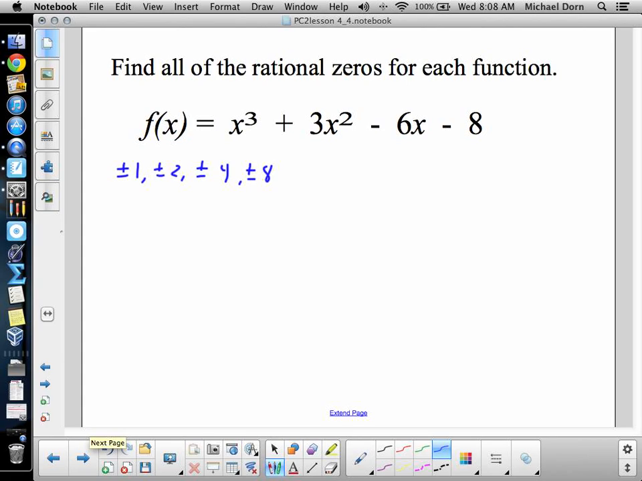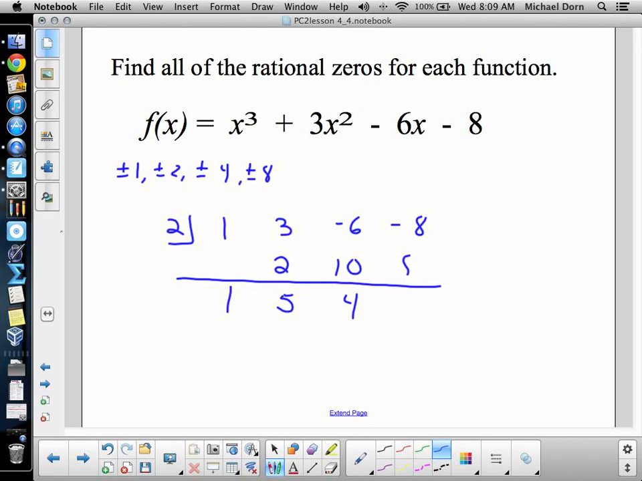When I set up my synthetic, I've got 1, 3, negative 6, negative 8. First thing I check, do these digits all add up to 0? No, they don't. So that's unfortunate. If they did, 1 would be a root. But let's just go ahead and try some stuff. What number would you like to try first? 2. Okay, let's try 2. Bring down the 1. 2 times 1 is 2. 3 plus 2 is 5. 2 times 5 is 10. Negative 6 and 10 is 4. 2 times 4 is 8. Aha! Happy face.